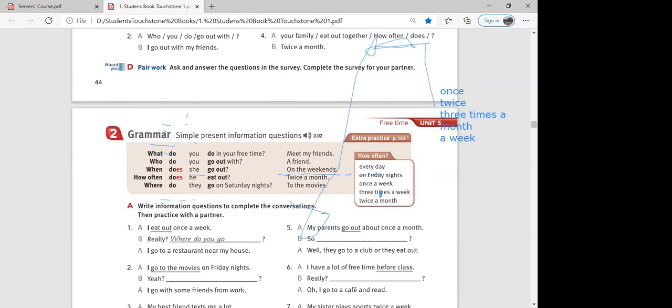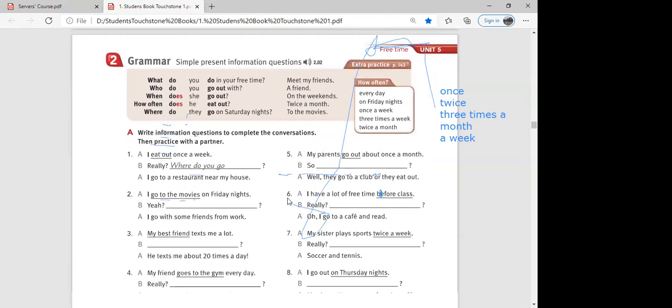All right, ladies, can you hear me? Yes, yes. So that's the main rule for the question words, like what, who, when, how often, and where: the auxiliary do or does, the subject again, and then the main verb. Then you have the complement. It could be a time expression or any other extra information. Okay, I would like you to do this now, please.